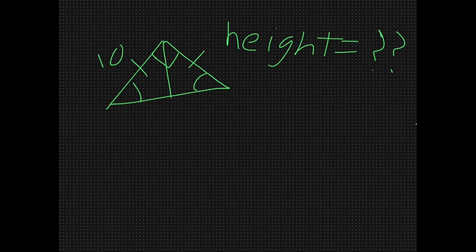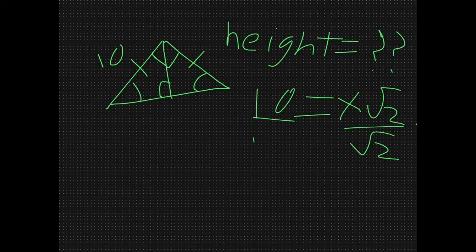So let's cut this triangle in half to make a 45-45-90 triangle. Because we know our special right triangles, we know that opposing the 90 degree side is x root 2. So that means 10 must be equal to x root 2. So now we divide by root 2 on both sides, cancel, and we get 10 over root 2. But we can't leave it like that because you can't have a square root in the denominator.